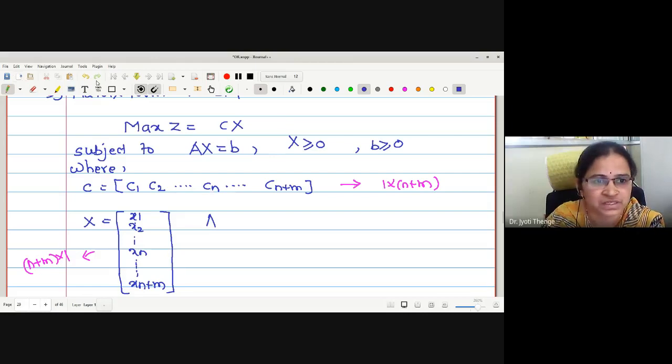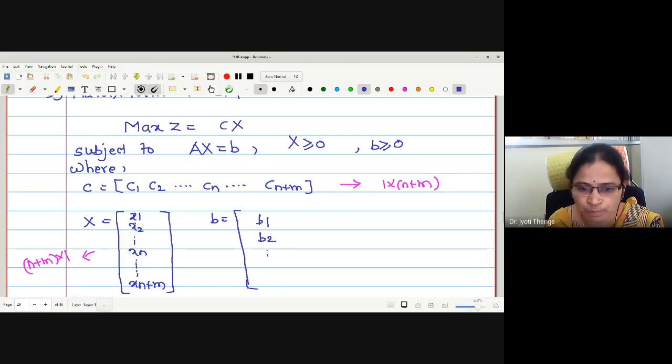Then what is the matrix A? I'll write B first; A I will take on the next slide. What is the matrix B? The matrix of right hand side constants. What are the right hand side constants? How many do we have? B1, B2 up to Bm.